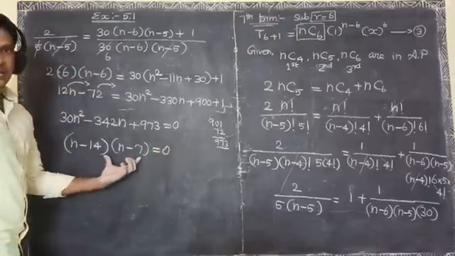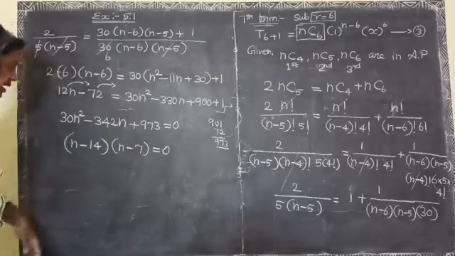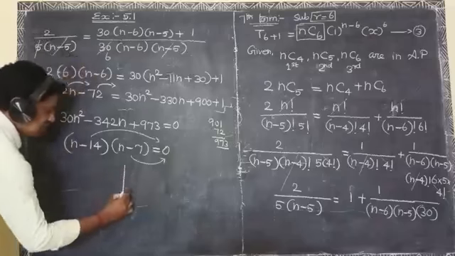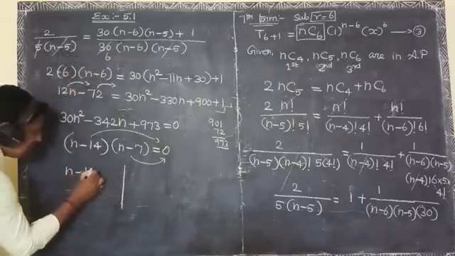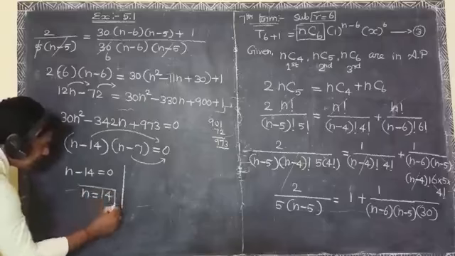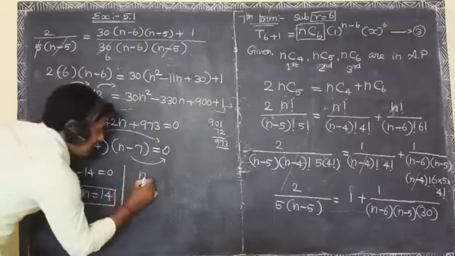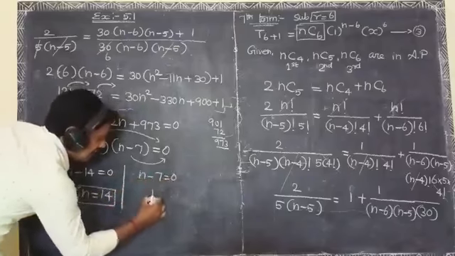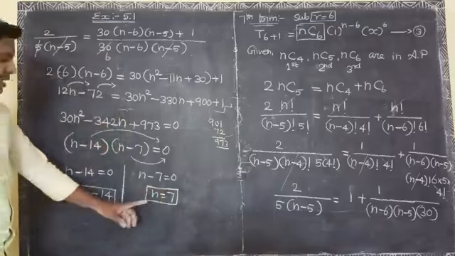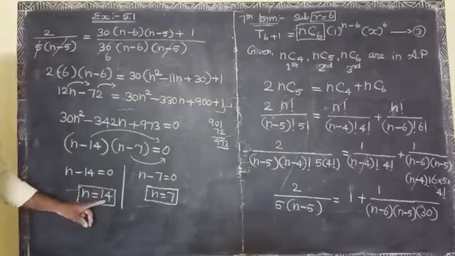Please check these steps. Then each factor equal to 0: n minus 14 equal to 0, we get n equal to 14. Now n minus 7 equal to 0, we get n equal to 7. Therefore the value of n is 7, 14.